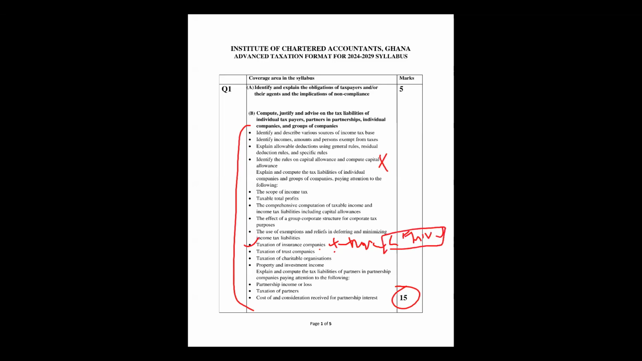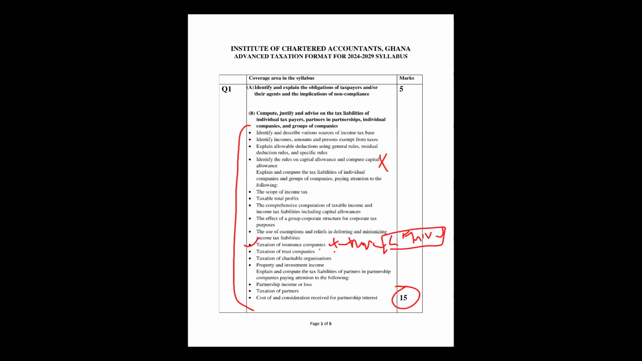If the question should come from trusts or insurance companies, you create the acronym for the format and memorize it. Immediately that question features, you write the acronym, then you move on. So by this, what we are looking at here, these are the areas question 1B will come from.